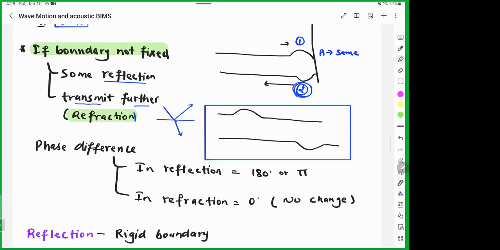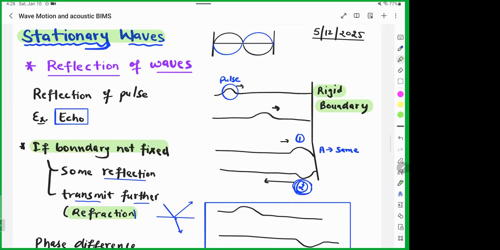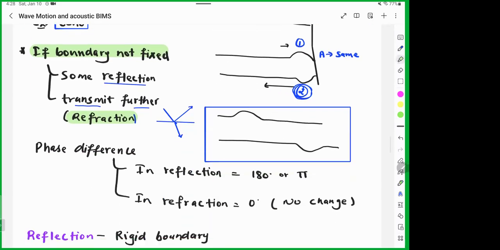In case of reflection, what happened? It started from here and it went back. So what will be the angle? 180 degrees or pi. If refraction happens, then it will pass continuously without any change. The angle will be zero. Understood?